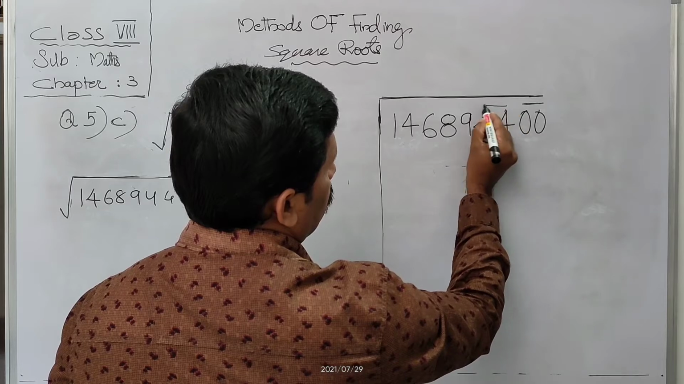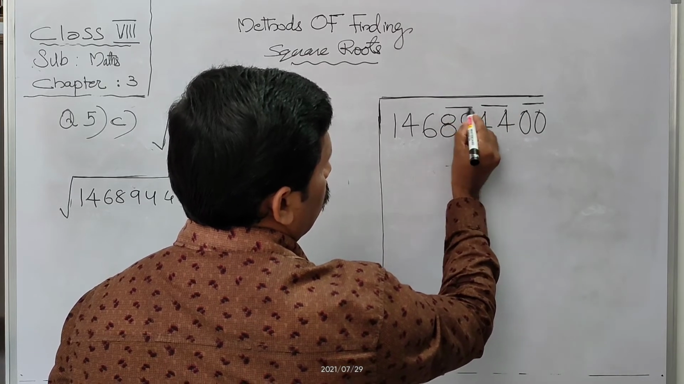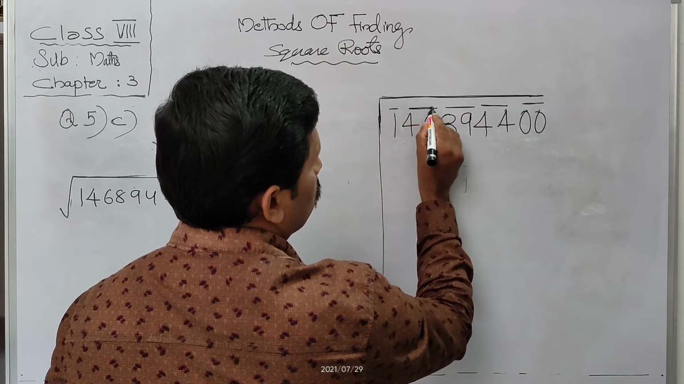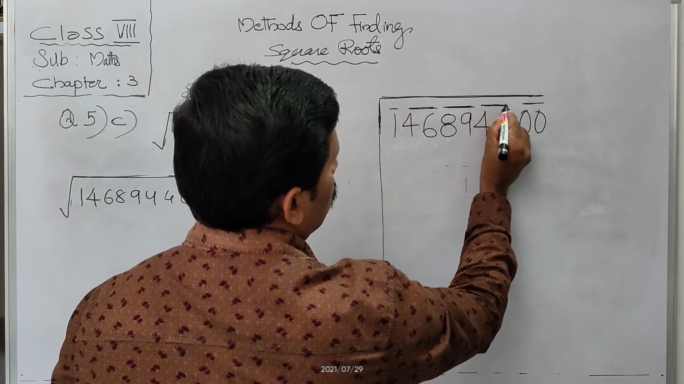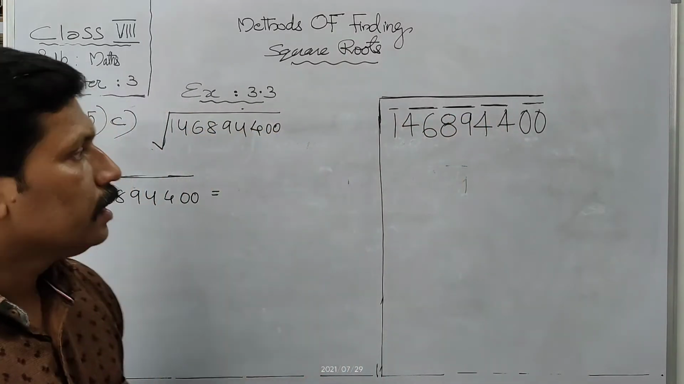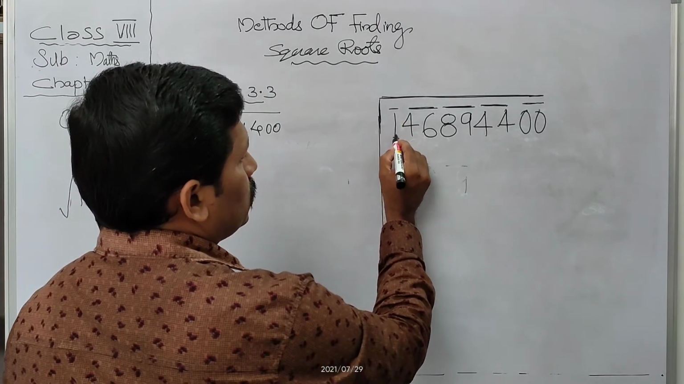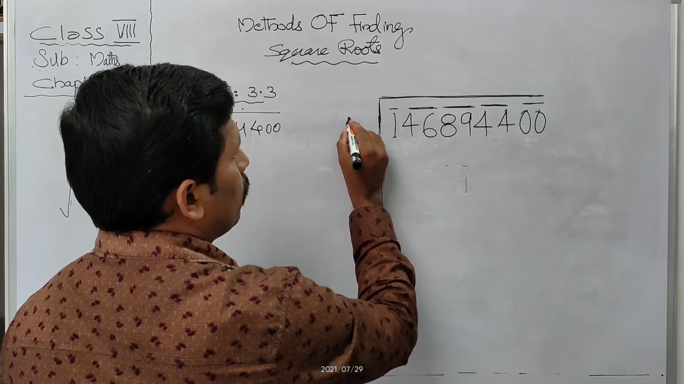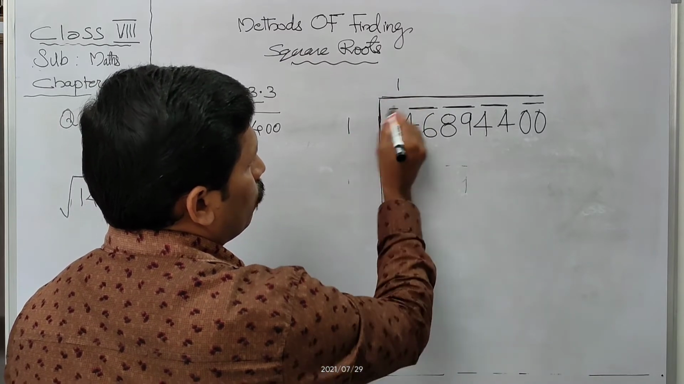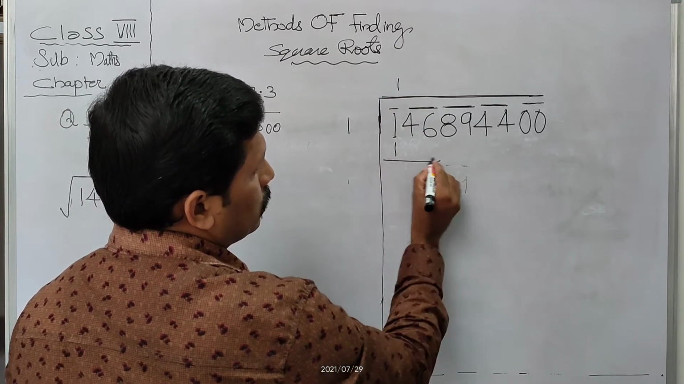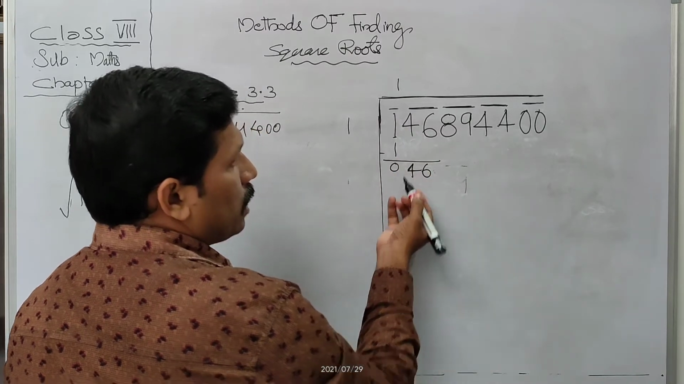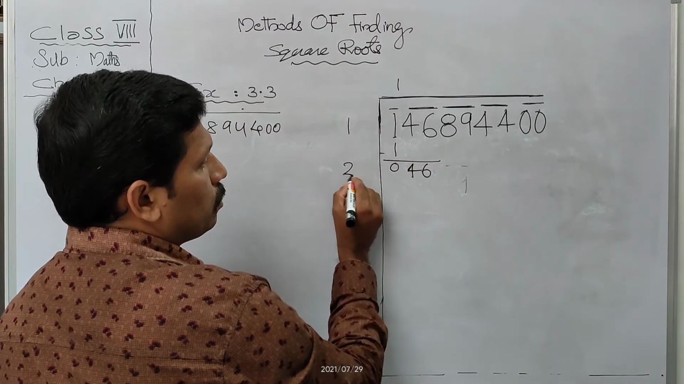So here first of all we group the numbers from the right. Here one group, here one group, here one group, and last only one. So this is the first step of grouping. Then the first group is 1, and the perfect square less than or equal to 1 is 1 itself. So we write that 1 here and 1 here, and 1 into 1, 1. That we subtract and get 0. Next group 46. And after that double of 1, that is equal to 2.